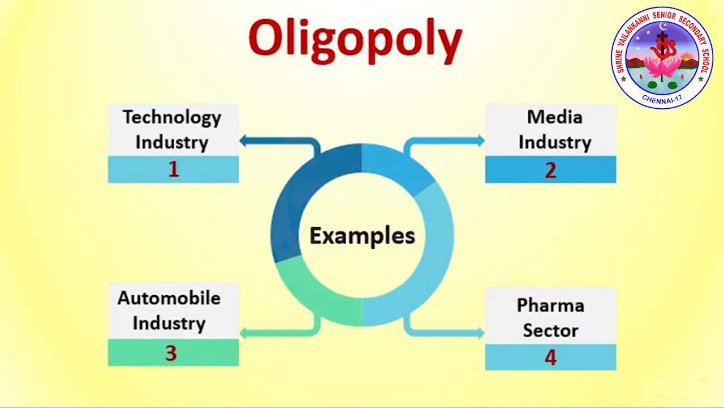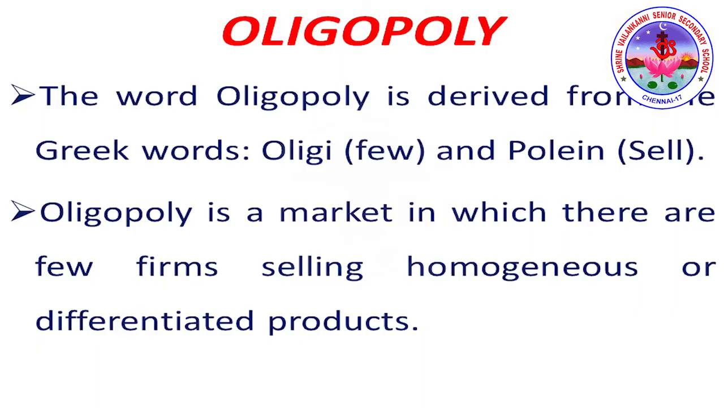Let's start with oligopoly. Oligopoly refers to a market situation in which there are few firms selling homogeneous or differentiated products. An example of oligopoly: technology industry, media industry, automobile industry, pharma industry. The word oligopoly is derived from the Greek words oligoi, meaning few, and polein, meaning to sell. So oligopoly is a market in which there are few firms selling homogeneous or differentiated products. Oligopoly is sometimes also known as competition among the few.